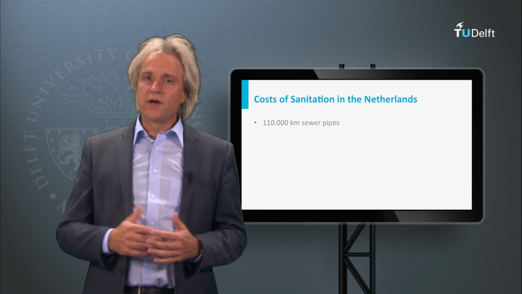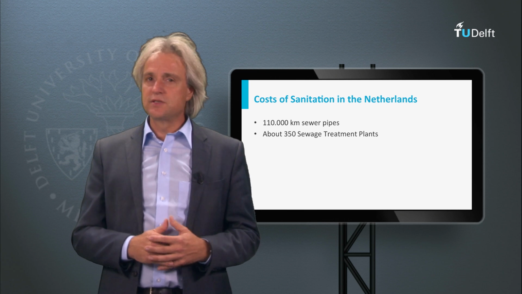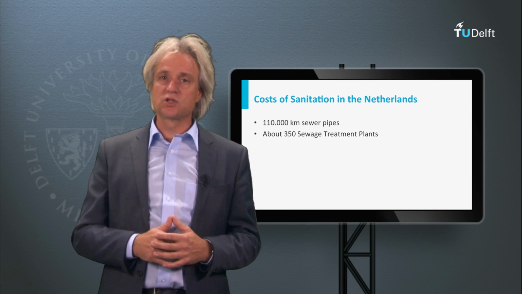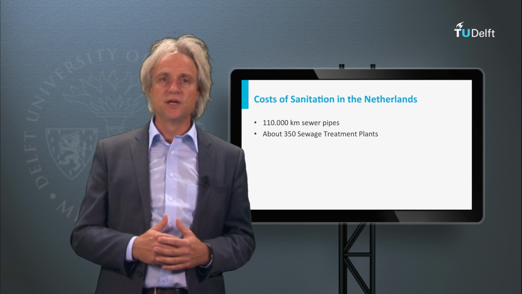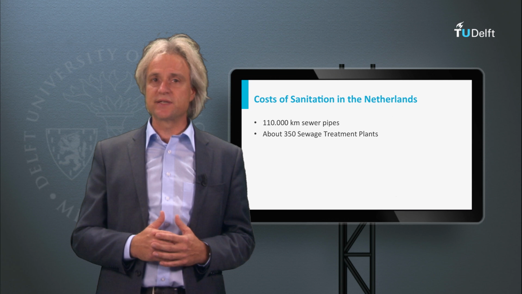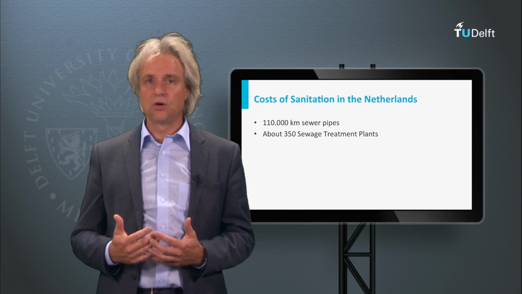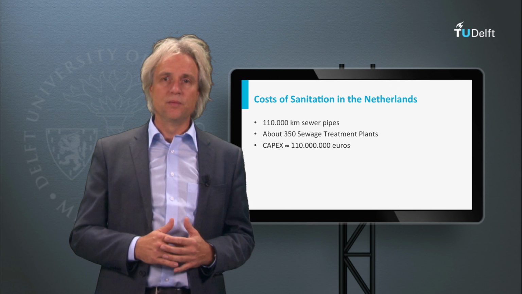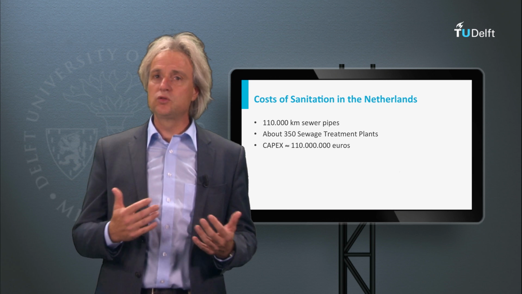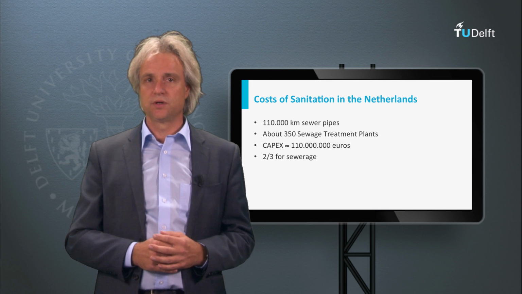With over 100,000 kilometers of sewer pipelines, the sewer network is by far the largest cost factor in the sanitation sector. The total value of the sewerage and STP infrastructure, expressed as capital exploitation, or CAPEX cost, is estimated to exceed 110 billion euros, with about 2/3 of the cost for the sewer network.